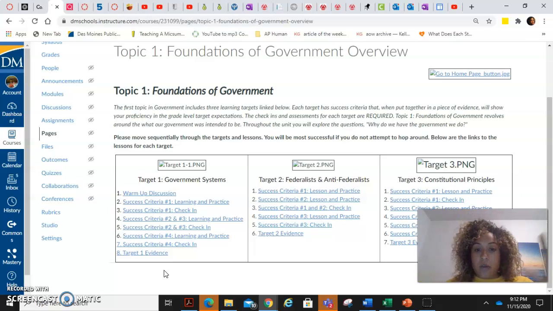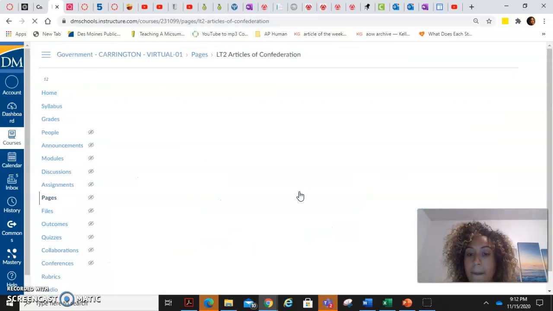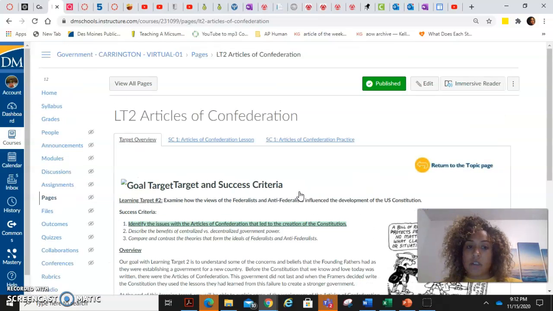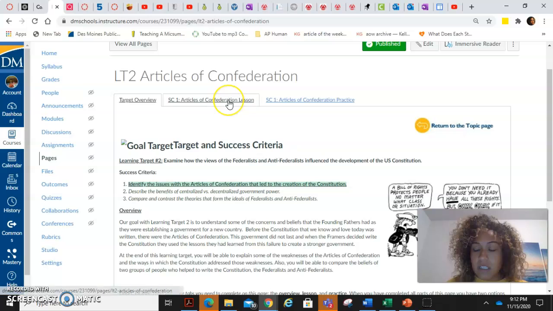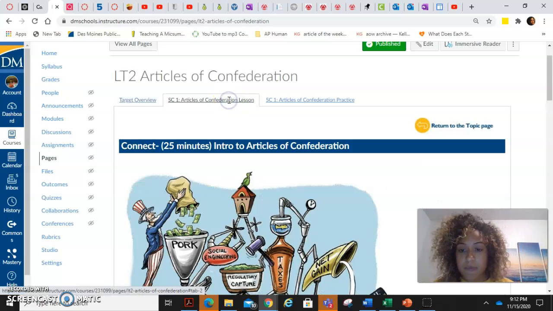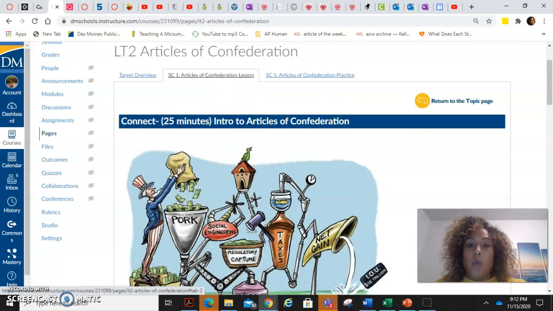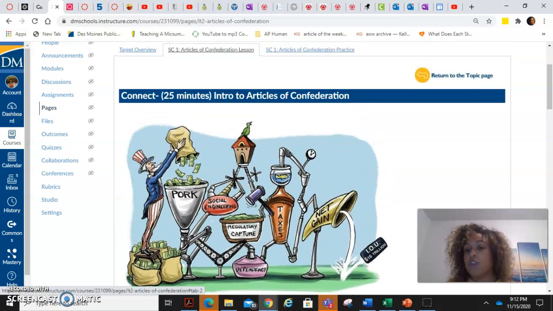Okay, so we are starting Target 2, Federalist versus Anti-Federalist. We're starting with Success Criteria 1, which is the Articles of Confederation. This is a really simple assignment, okay? Very simple lesson. We are going to do this together, but essentially I am going to start you out on your note-taking process, okay?